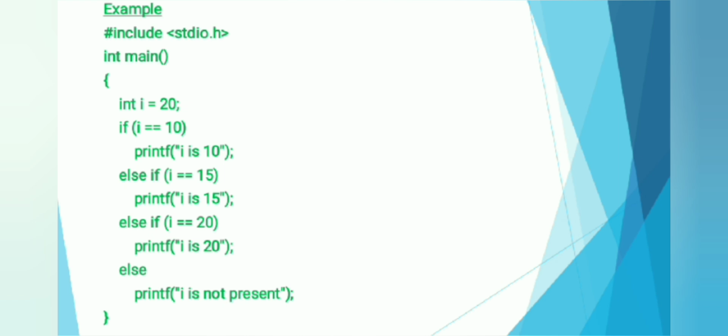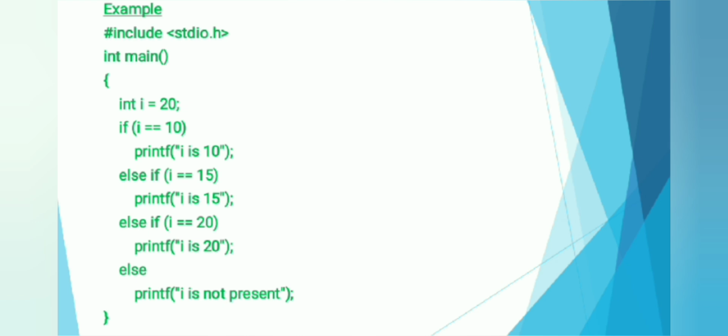So here in this example, I is having 10? In I, what is the value we assigned already? 20. 20 equal to 10, is the condition true or false? The condition is false, so "I is 10" will not display, it will skip the line, and control moves to the else if part. Here I carries 20, 20 equal to 15. The condition is false, so again it will skip the printf statement, and control moves to the next else if part. Here I carries 20, so 20 equal to 20.